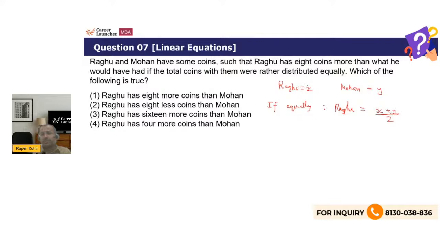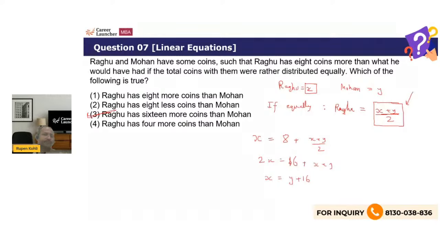So therefore, this x is 8 more than what? This. So what is the equation that we can say over here? We can say that x is 8 plus (x plus y) by 2. All the options are asking for the difference of the coins between Raghu and Mohan. We have to basically find x minus y. Can we find that from here? Let's see. Multiply with 2. 2x is 16 plus x plus y. So 2x minus x is y plus 16. x minus y is 16. Raghu has 16 more coins than Mohan.